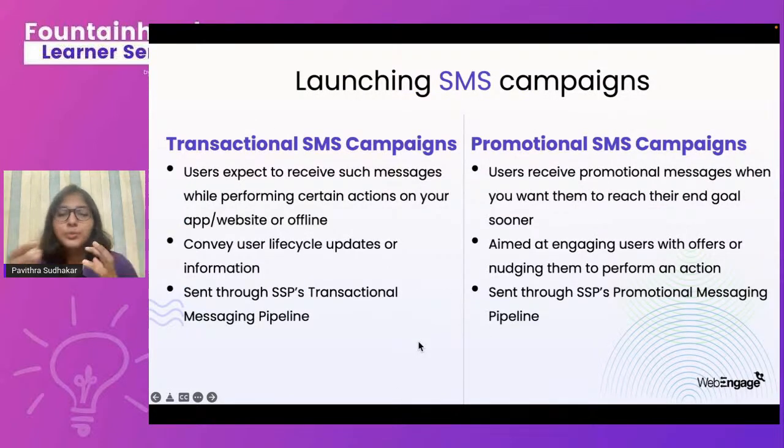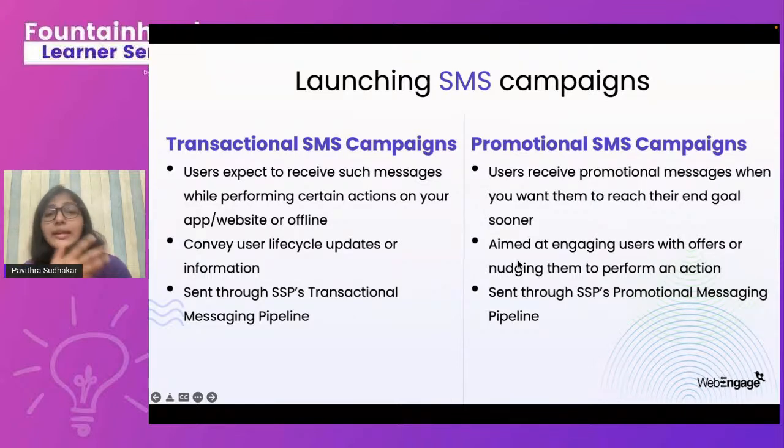Now, we spoke about transactional and promotional. These are the two types of SMS campaigns that you can launch through WebEngage. I will explain the difference. See, transactional campaigns are just user lifecycle updates, right? For example, a user has placed an order on your website. So, right from the time they've placed an order, you communicate the shipping date, the delivery date. At every stage of the delivery, you keep giving them updates, right? And users also expect at some point, after they've performed an action on your website or app, to receive such updates. Now, these are transactional SMS campaigns. These campaigns will be sent through your service provider's transactional messaging pipeline. So you need to communicate upfront if the SMS campaign you're sending is transactional or promotional.